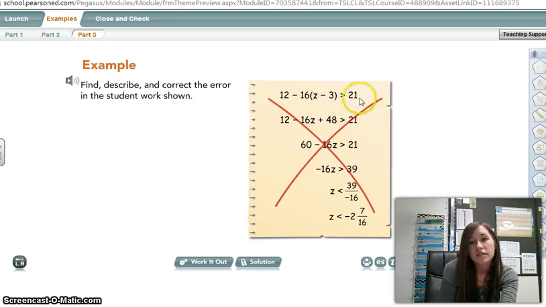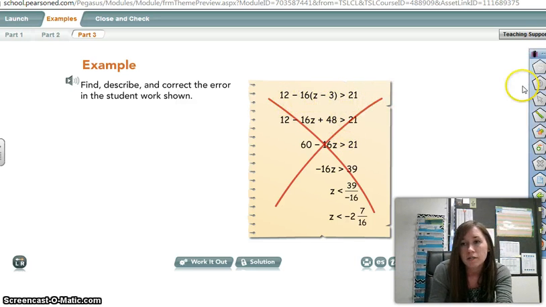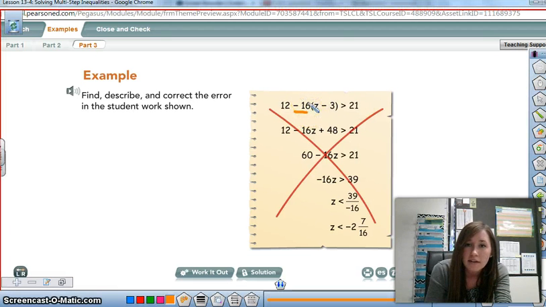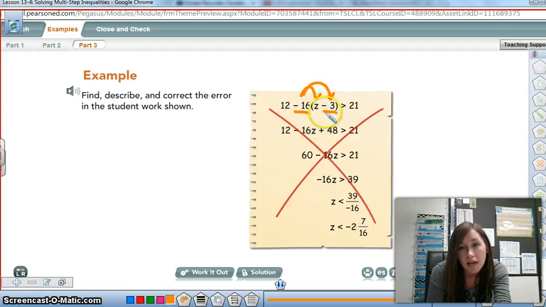Okay, so what did they do first? Well, they should have been doing distributive property, negative 16 times z and negative 16 times a negative 3. Well, negative 16 times z is negative 16z, and negative 16 times a negative 3 is positive 48.